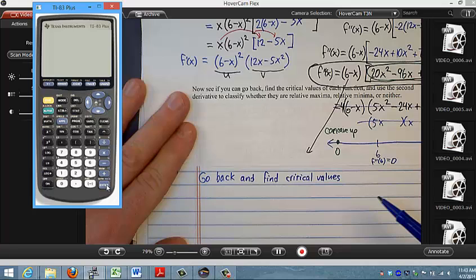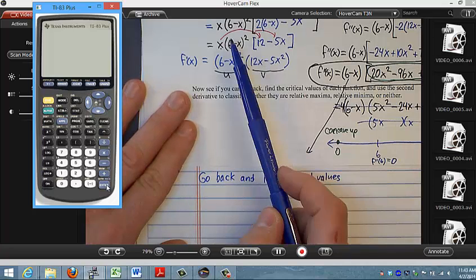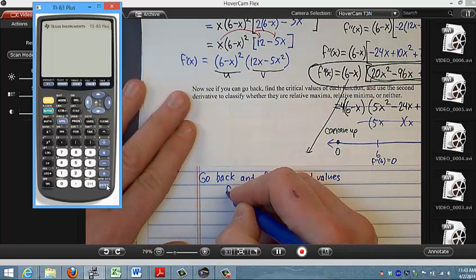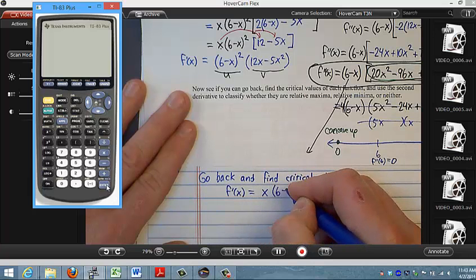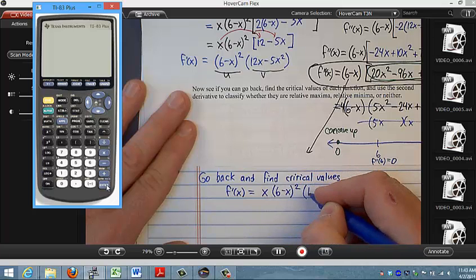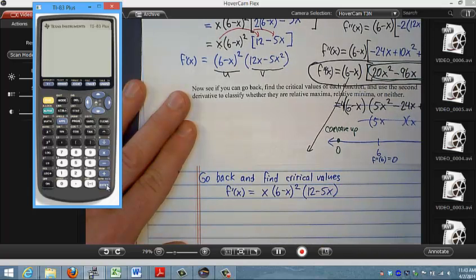But I guess the question is, what form should I use? Well, I'll tell you that whichever form is the most factored is the best. And so this one up here with the arrows in it, I think that's what I would write. Let's write down that the first derivative we computed earlier was x times (6 minus x) quantity squared times (12 minus 5x). That was the first derivative.